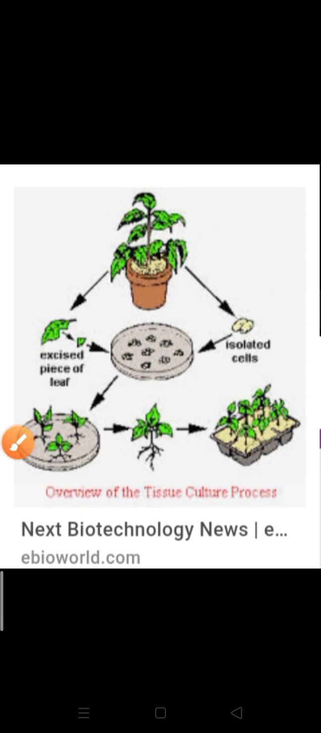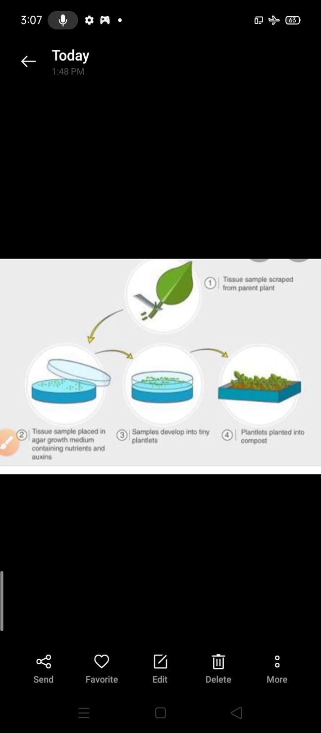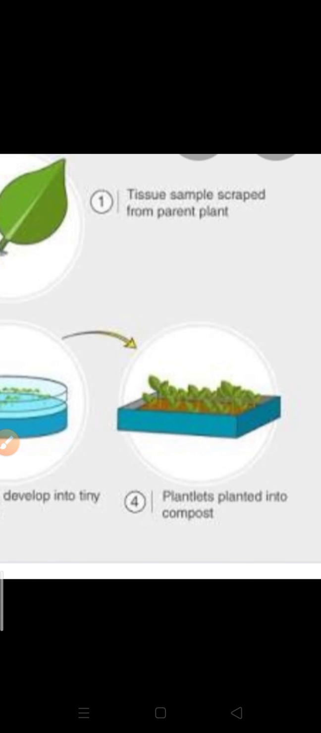Again I am telling you the process and its steps. At first you can see the tissue sample scraped from the parent plant. That is the first step. A small piece of plant tissue is taken from the growing point of the plant, maybe the root tip or the shoot tip of the plant. Then we place it inside the culture medium.